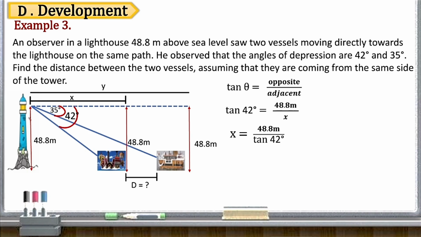Pipindutin lang natin ulit sa scientific calculator. So 48.8 divided by tangent 42 is equal to 54.20 meters.